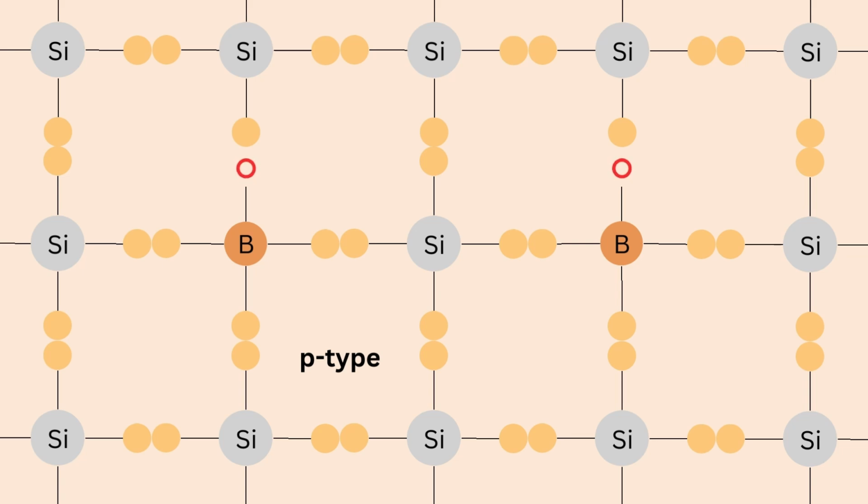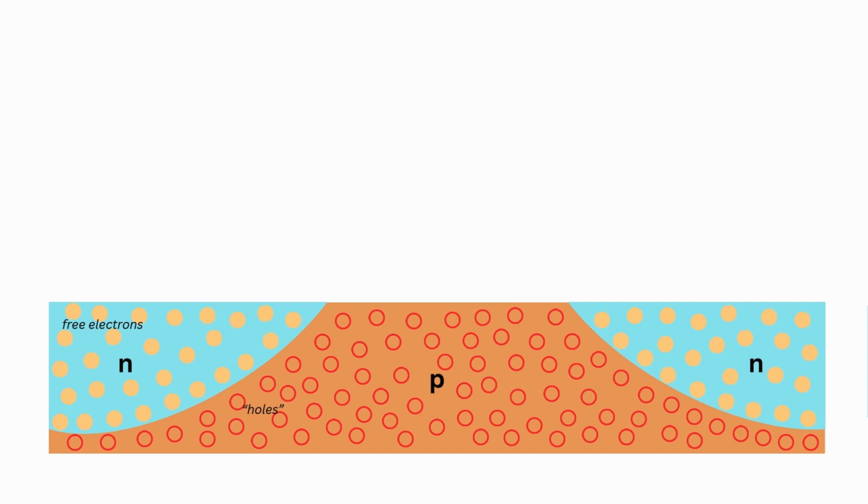We get a p-type semiconductor because it's full of holes where electrons are missing, because boron only has 3 valence electrons. On the other hand, if we replace it with phosphorus, which has 5 valence electrons, we get an n-type semiconductor where we have extra electrons literally just floating around. Put these materials together and we get something fascinating.